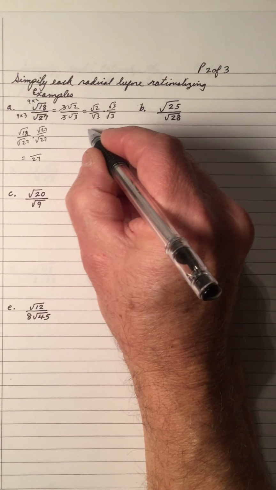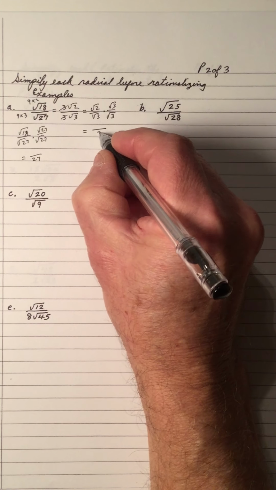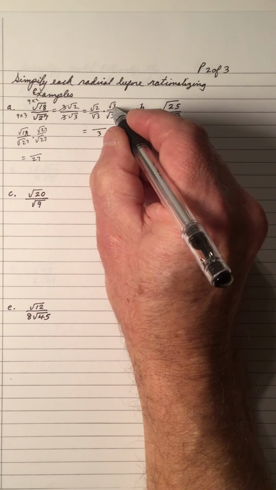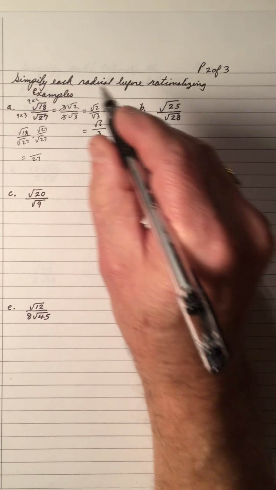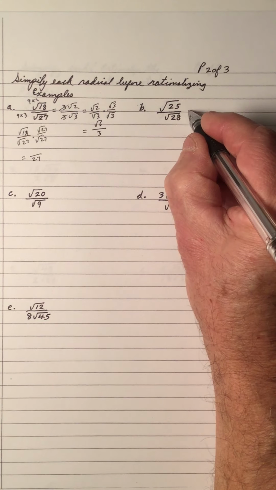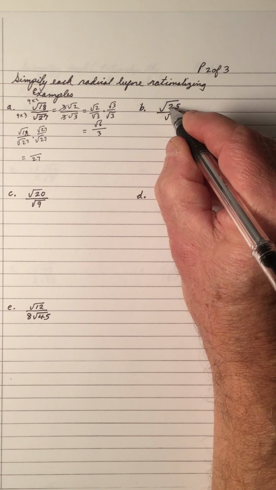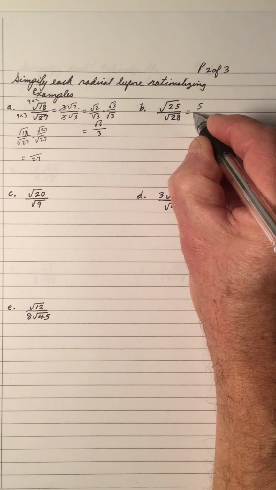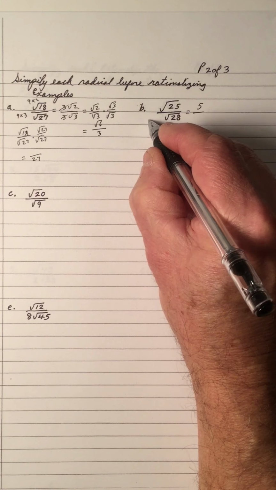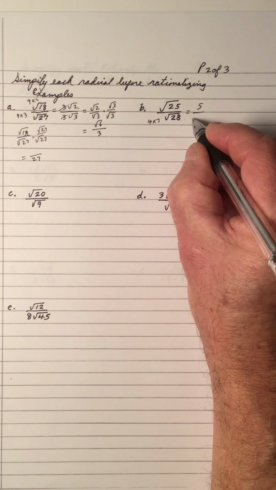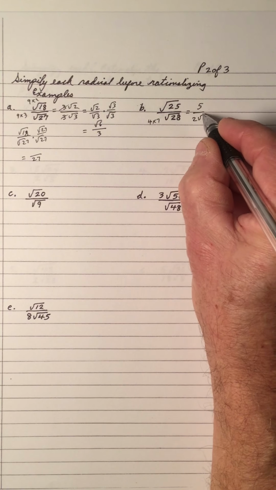Because the conjugate of root 3 is root 3. Root 3 times root 3 is 3. And root 2 times root 3 is root 6. So simplifying makes it easier. And in this one, if you simplify the root of 25, you get a 5. If you simplify root 28, 28 is 4 times 7. So that becomes a 2 root 7.